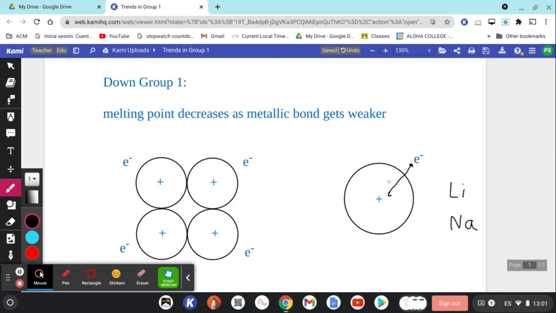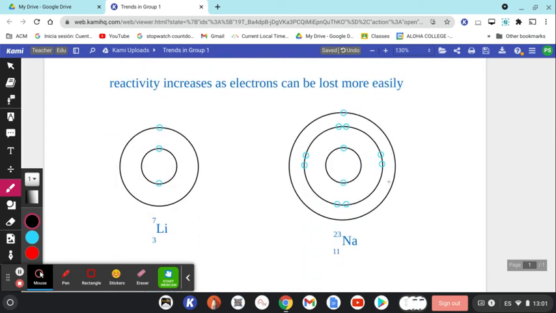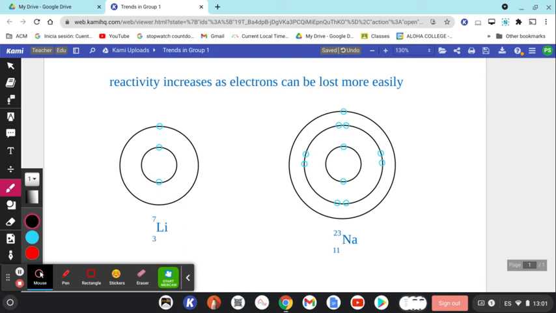Now, the second trend that we do see is that reactivity increases. This is because electrons can be lost more easily down the group. Again, this has to do with the size of the atom. Before it was the size of the ion. I have the two drawings here of lithium and sodium.